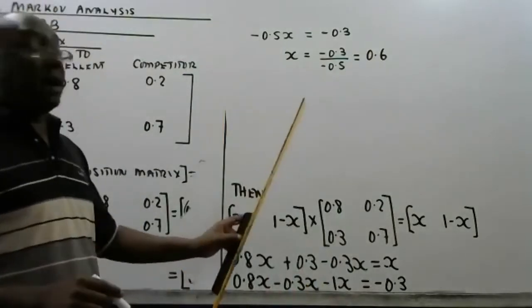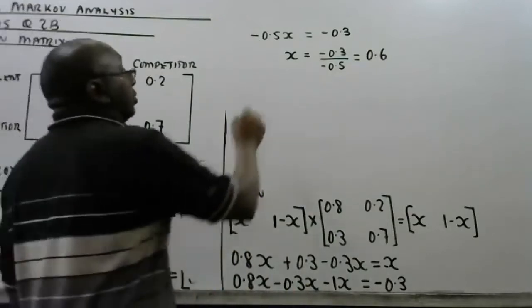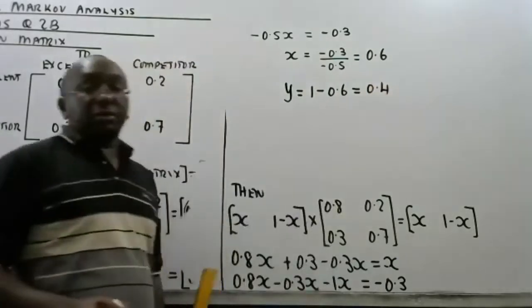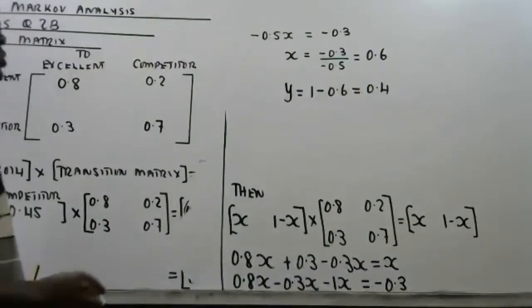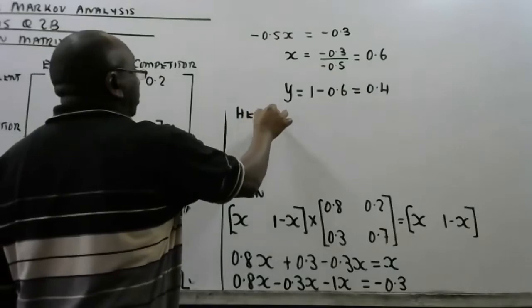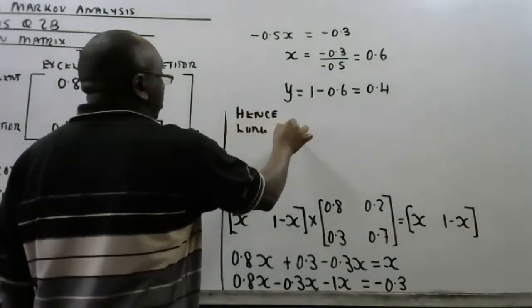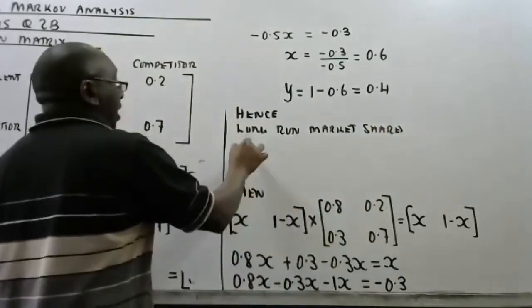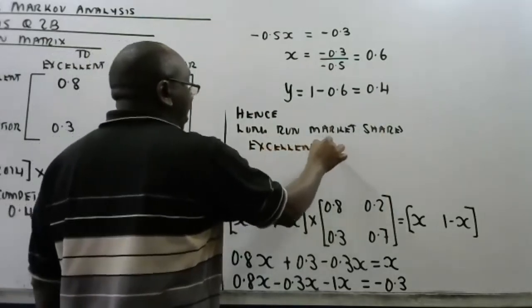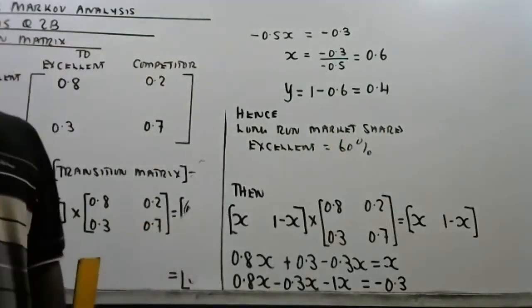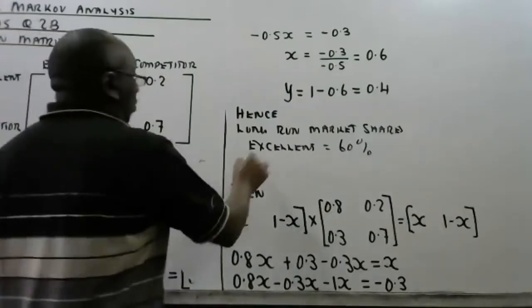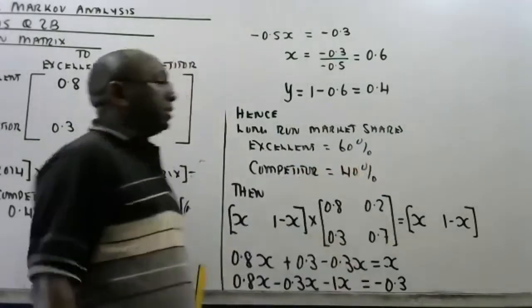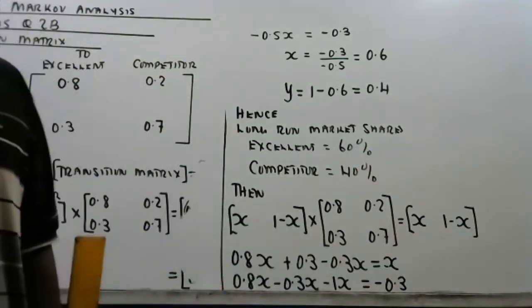And if you remember up there, we said X plus Y is 1. So Y, which is 1 minus X, should be 0.4. Y is 0.4. So now we say hence, the long run market shares, that is where it will stabilize. Excellent will be commanding 60% of the market, while the competitor will be commanding 40% of the market, and that's where things now will stabilize.